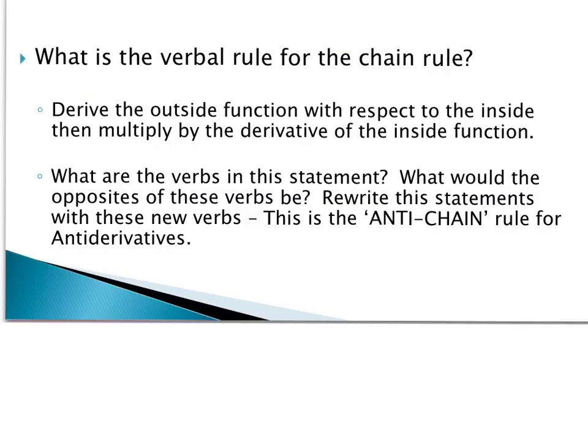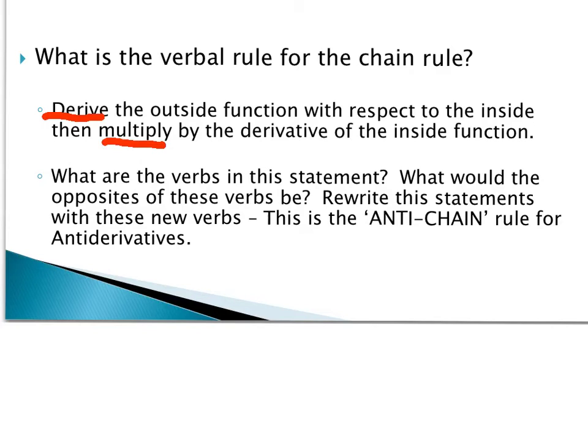Okay, so what's the verbal rule for the chain rule? This is for derivatives. You derive the outside function with respect to the inside, then multiply the derivative of the inside function. Well, when we want to look at antiderivatives, we want to undo that. And so the key here is to look for the verbs in the statement. So there are actually two verbs, derive and multiply. Everything else is nouns and adjectives.